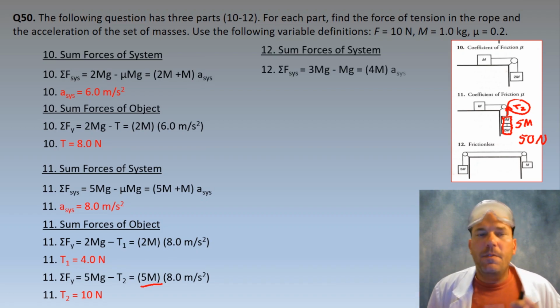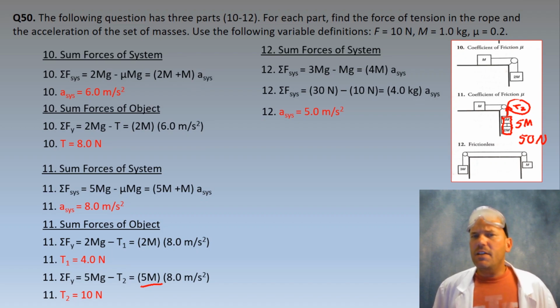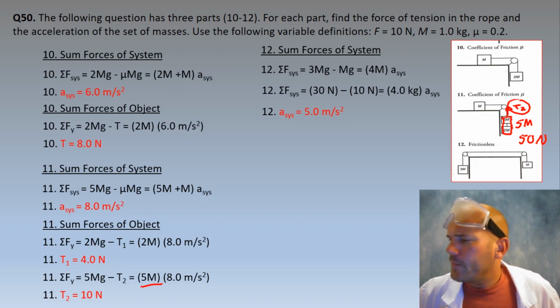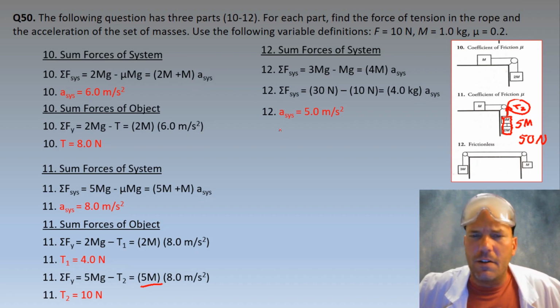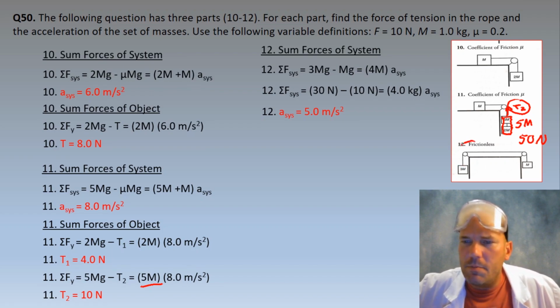Last scenario for question 50. This is different. We have two objects. They're connected by a string. We're going to use these same values, but we're not incorporating mu because there's no objects in contact with that surface. Instead, we're simply going to look at, really just pick which one will move.